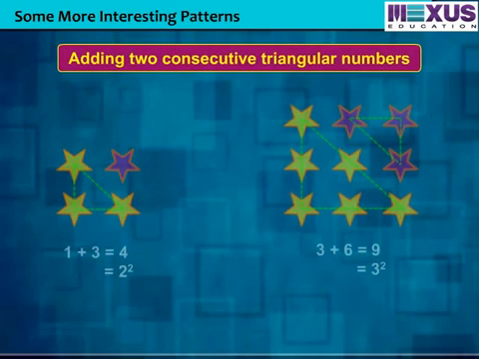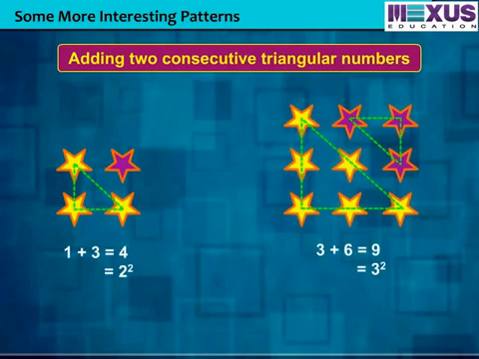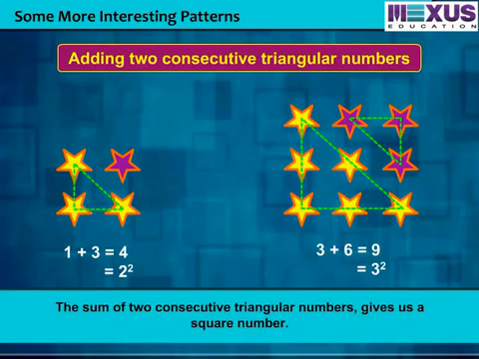Let us try and observe adding two consecutive triangular numbers. You will observe that we get a square number. For example, look at this pattern. Here 1 plus 3 is equal to 4. That is square of 2. Similarly, 3 plus 6 is equal to 9. That is 3 square, and so on. From this we can conclude that the sum of two consecutive triangular numbers gives us a square number.